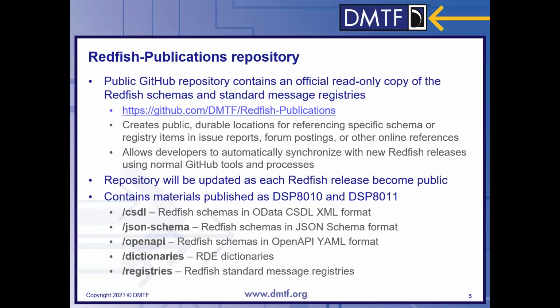Something that we did by request, I think it was last year, was a new GitHub repo called Redfish Publications. This repository contains all read-only copies of the schemas and the standard message registries. This allows anyone to clone that repo and therefore keep themselves a local copy that can be very easily synced with the latest releases. So every time we do a release, once that becomes public, this repo is updated with a new pull to keep that all in sync.